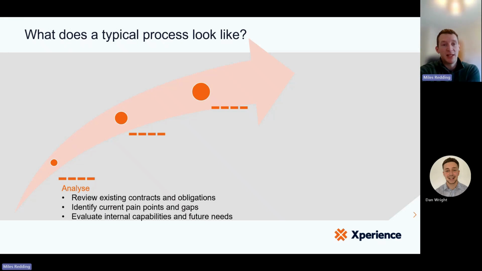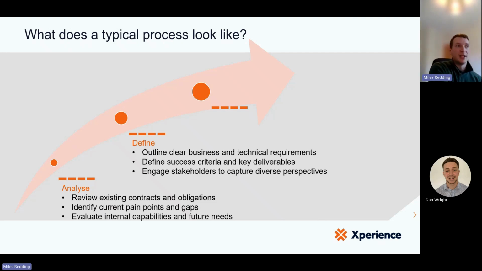So I would always stress the emphasis on investing time up front in terms of what we've defined as that analysis phase. The second part of that is what I would call the definition phase, where you define the requirements. And that should be both technical and business. The IT strategy should underpin the business strategy, and both need to be considered. You need to be able to outline what good looks like. What are the key deliverables of the project you're looking to procure or run that process for?